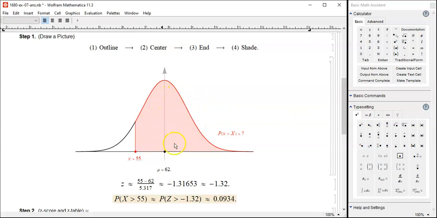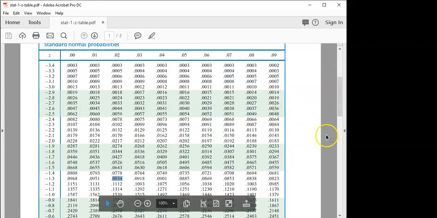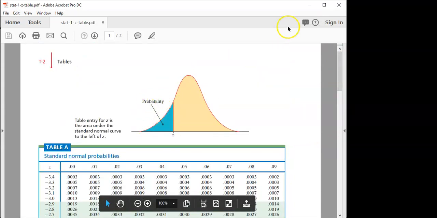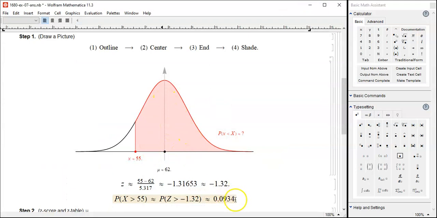Look at the shading. I shaded the majority of it, so certainly greater than 50%. It should be majority. But I have less than 10%. So this red part doesn't look like just 10% or less. Looks far more like 10% is over here. And indeed, if you go to the z-table, shading is always to the left. Here I have right shading. So this is incorrect. You see? This 0.0934 corresponds to here, not there, the big region.